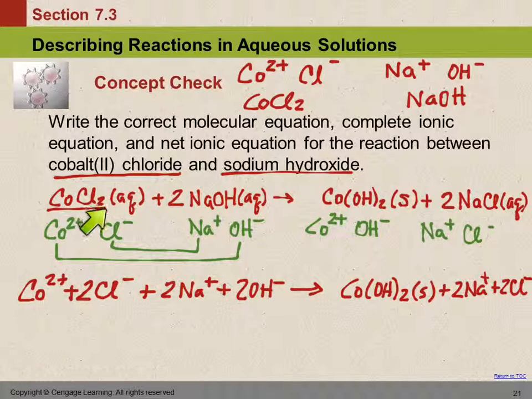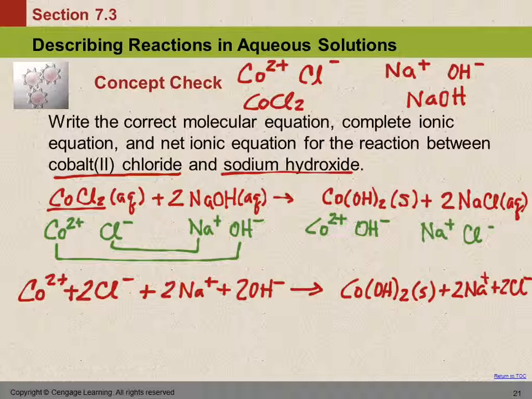If we pay attention to these subscripts and carry everything down, it will be balanced already. But we should always check. So here we've got 1 cobalt and 1 cobalt, 2 chlorides, 2 chlorides, 2 sodiums, 2 sodiums, 2 oxygens and 2 hydrogens, 2 oxygens and 2 hydrogens. And so it's balanced. In the complete ionic equation, because you're showing individual ions, the individual ions do have their charges. You can't put Co without its charge, because that would be cobalt metal, which would be a solid. It wouldn't be aqueous. Any questions?